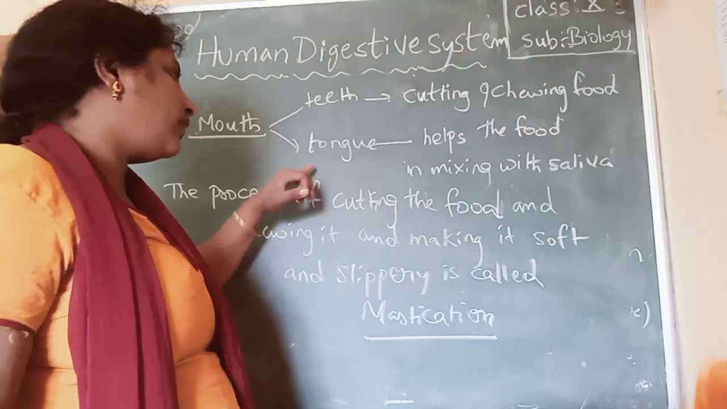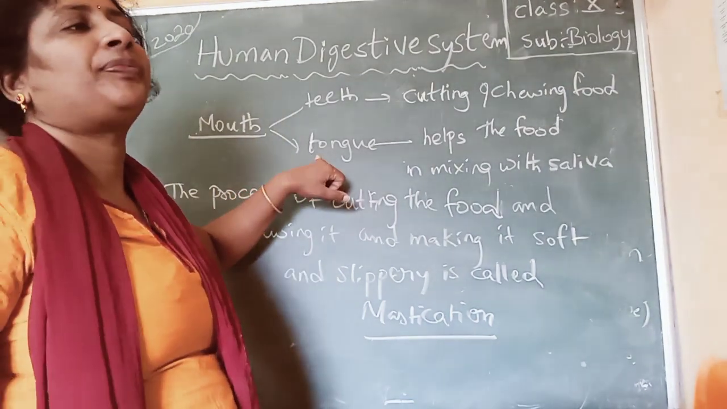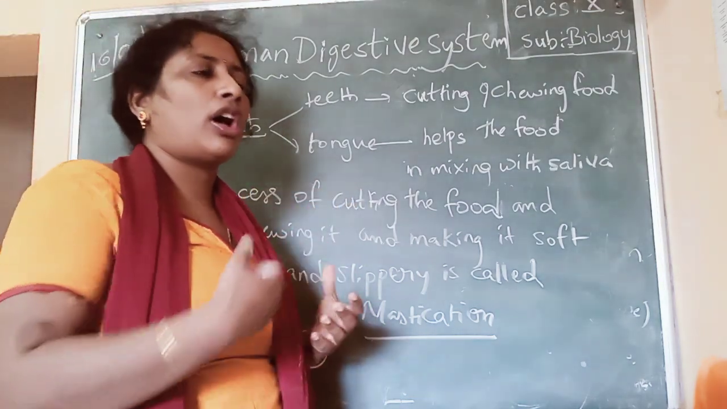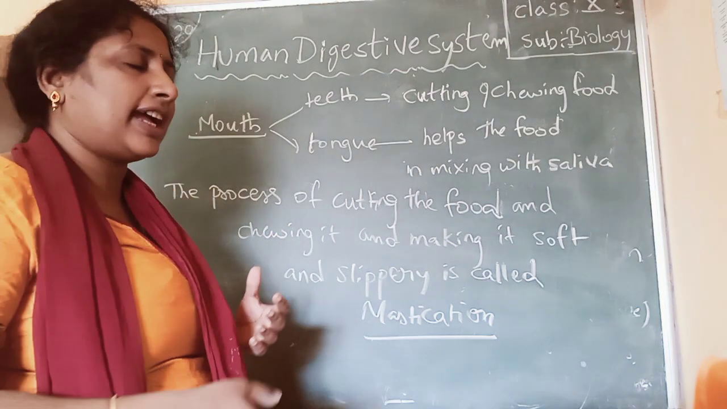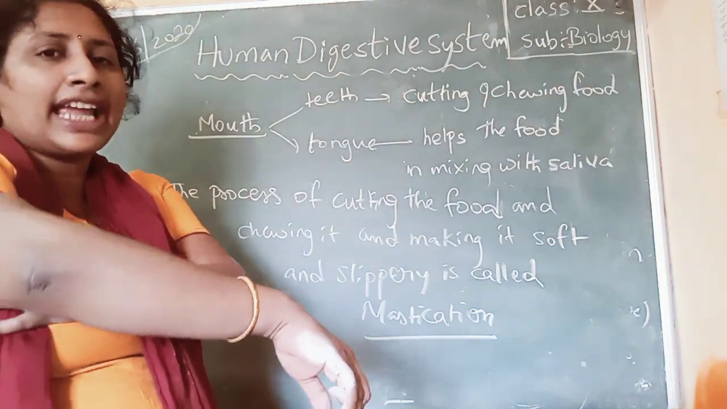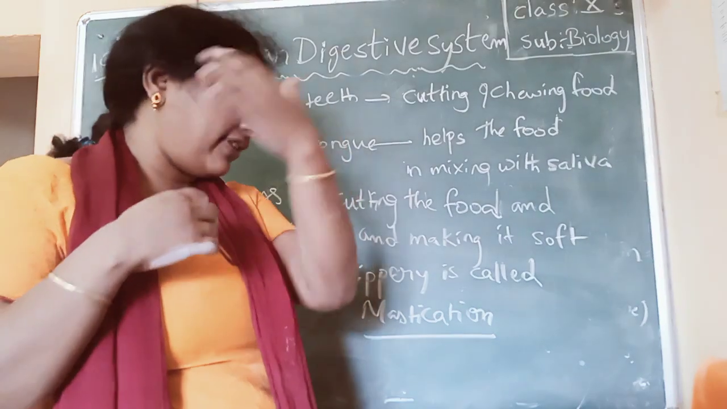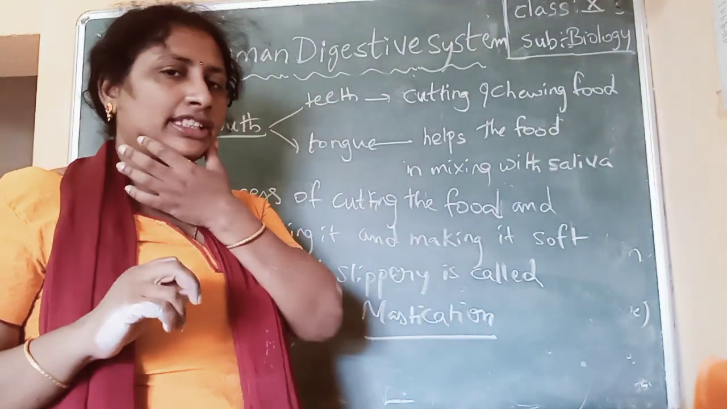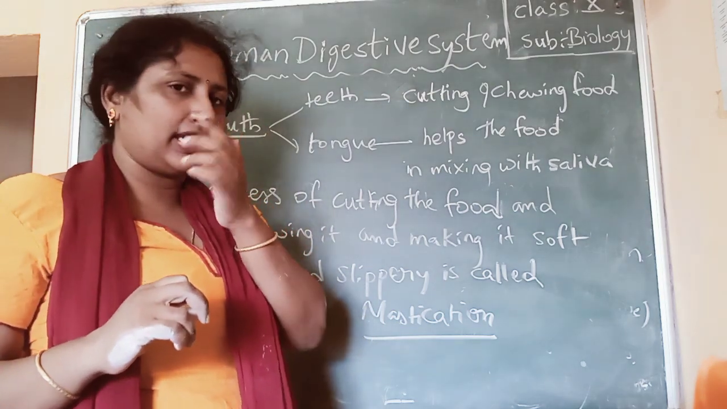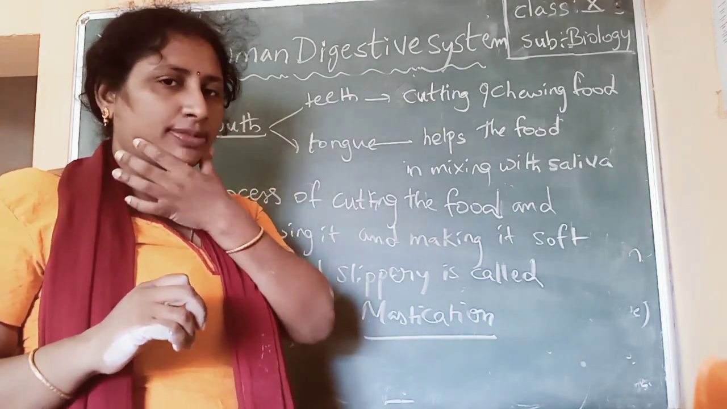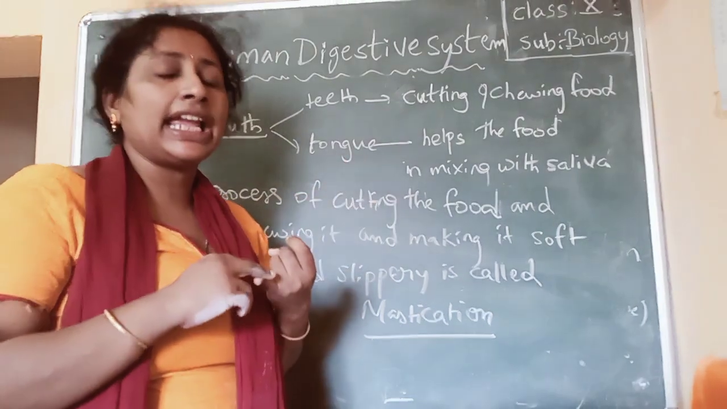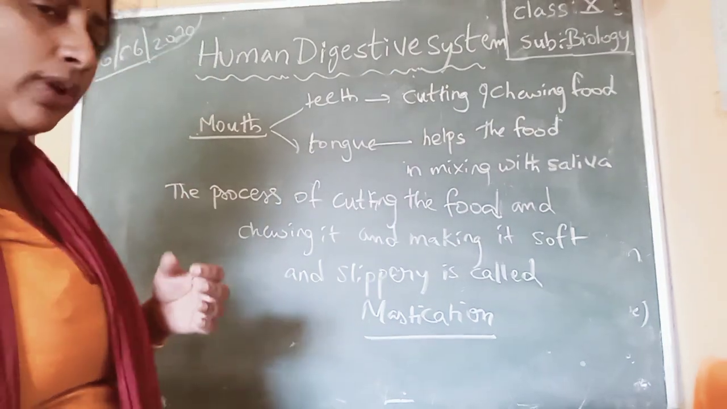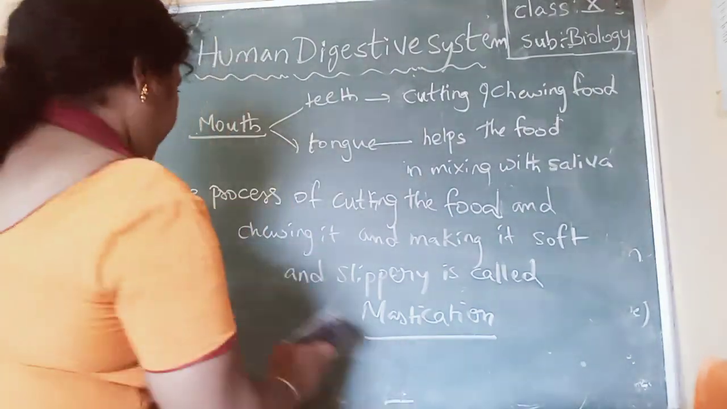Then the tongue helps in swallowing the food. Tongue and lower jaw: in our entire head, the only movable jaw is the lower jaw. You can't move any other jaw, but the lower jaw is movable. So the tongue and the lower jaw help in swallowing the food.